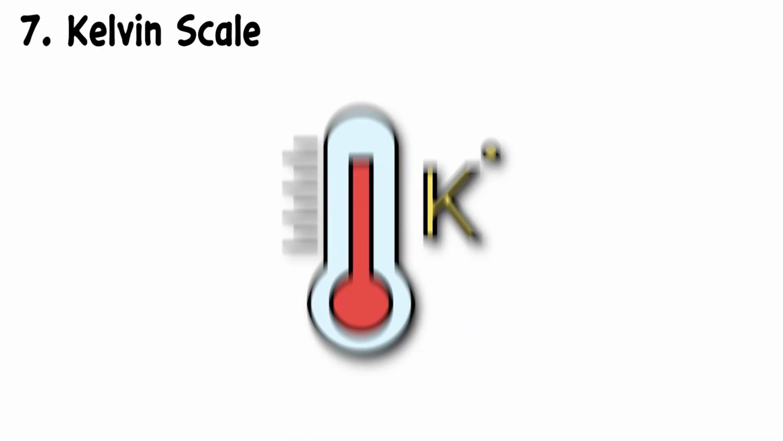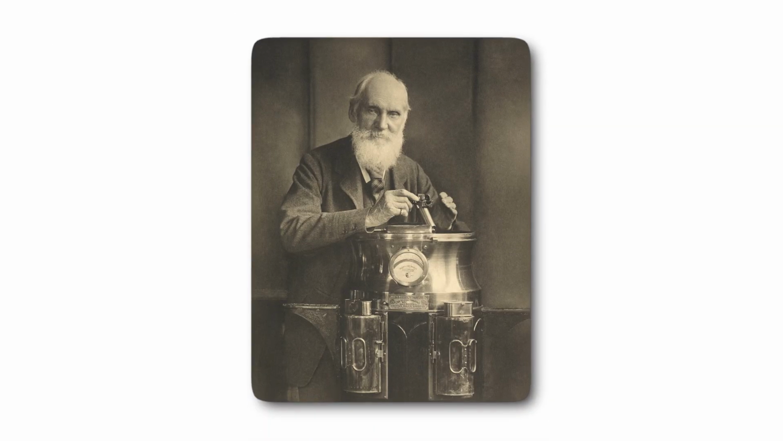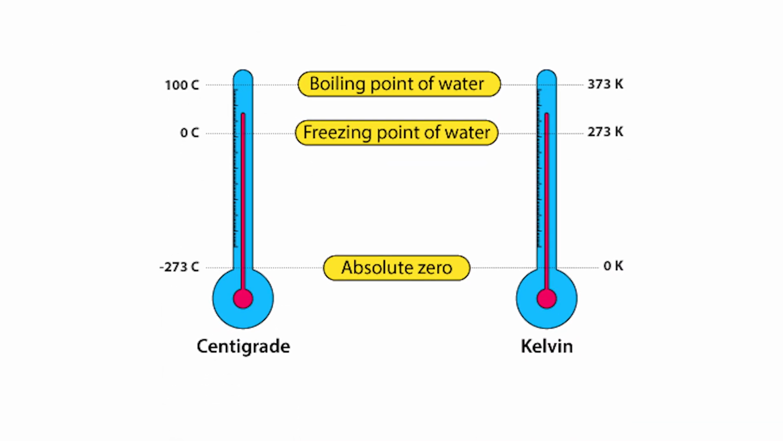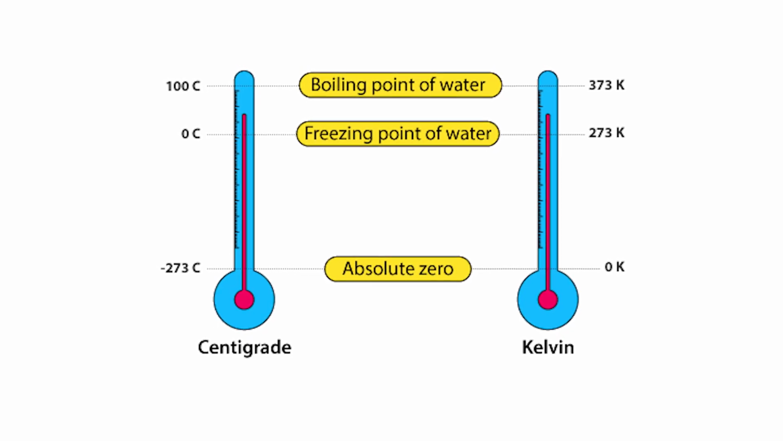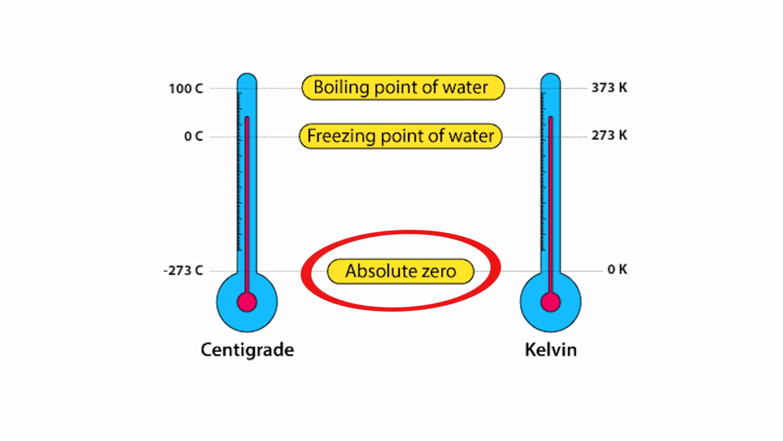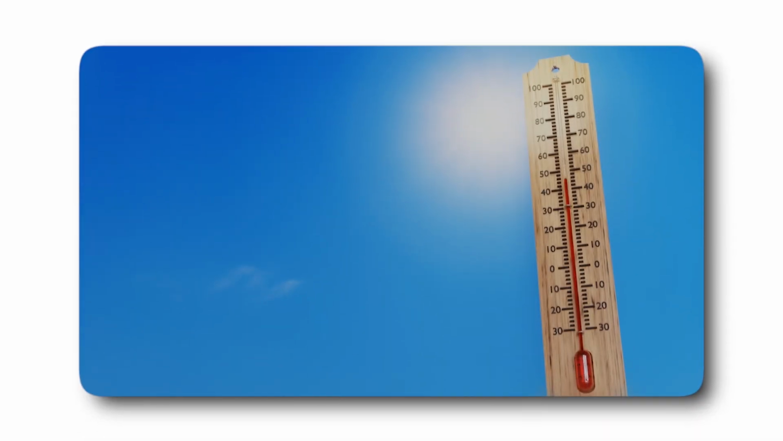Number 7. The Kelvin Scale. Introduced by Lord Kelvin in the 19th century, the Kelvin scale is an absolute temperature scale used extensively in scientific contexts. It starts at absolute zero, the point where molecular motion theoretically stops. Unlike other scales, Kelvin does not use degrees. Temperatures are expressed simply as kelvins.